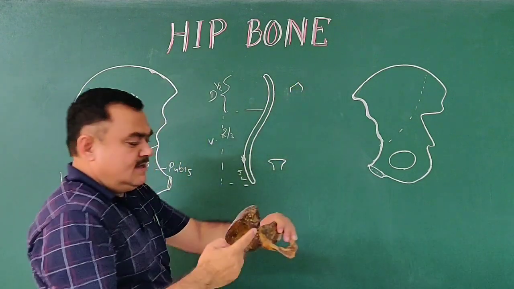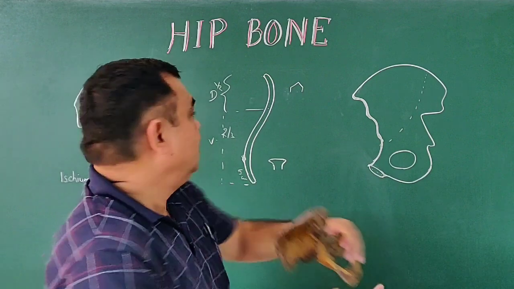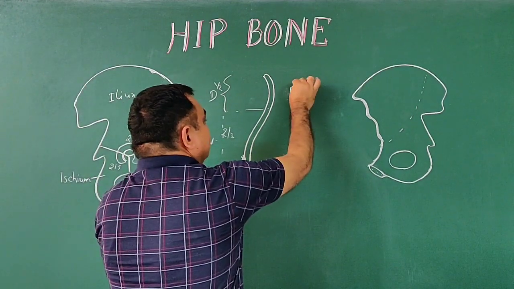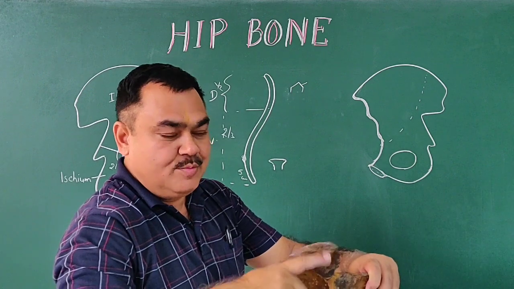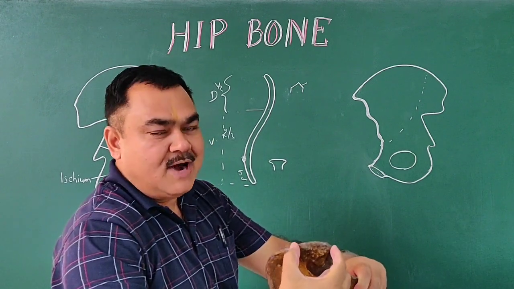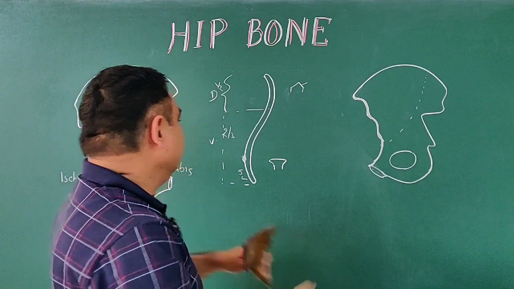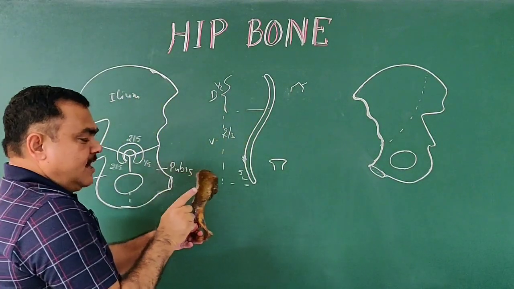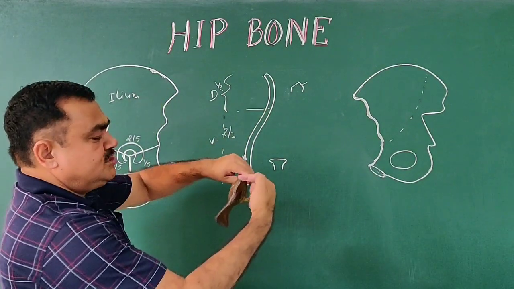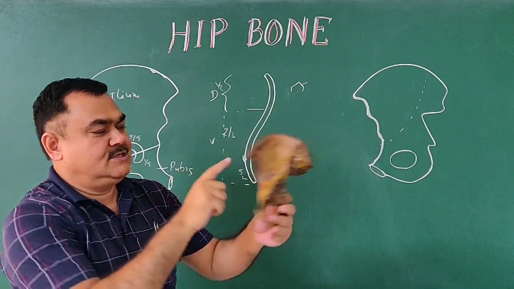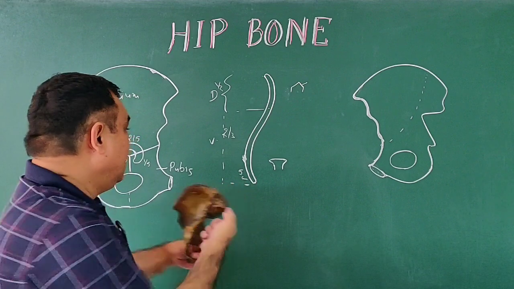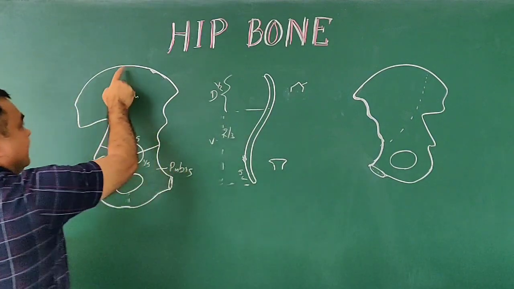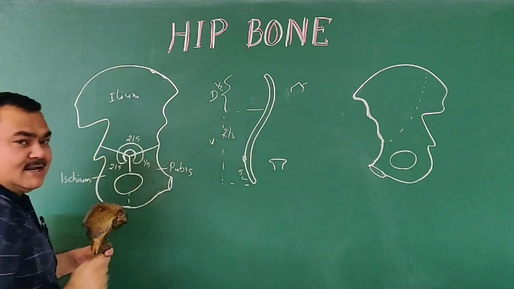And in the posterior part, it is like this. It has an inner slope and an outer slope. So this is the posterior 1/3 part, that is the dorsal part. Here is the anterior superior iliac spine, and this is the posterior superior iliac spine. So this is the upper end, formed by the iliac crest.